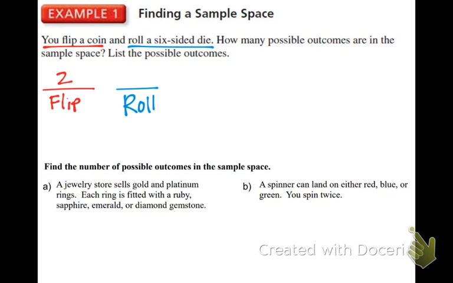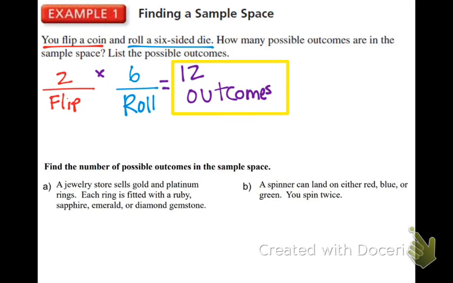How many outcomes are there when you roll a 6-sided die? 6. So how many outcomes are there total? Multiply them. There's 12 outcomes. We are going to list them. We're going to use abbreviations because ain't nobody got time for that. So let's say we flip the coin. What do we get when we flip this coin? Heads. We're going to say heads first. I'm going to write H for heads. What could we roll then?